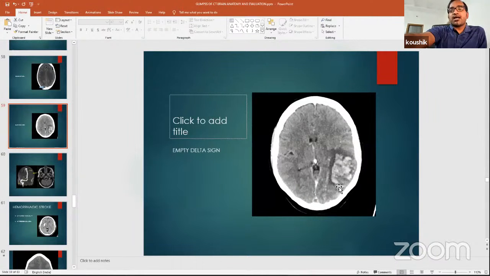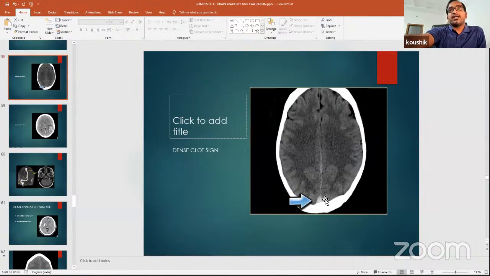This is a venous infarct, which is a hemorrhagic infarct. Peripheral, irregular, adjacent edema, and there is also loss of this delta sign, the empty delta sign. And plain CT will have this hyperdense clot sign in the superior sagittal sinus.